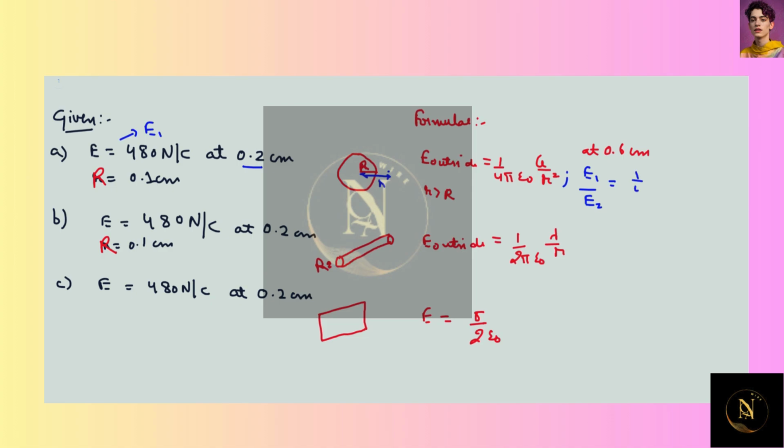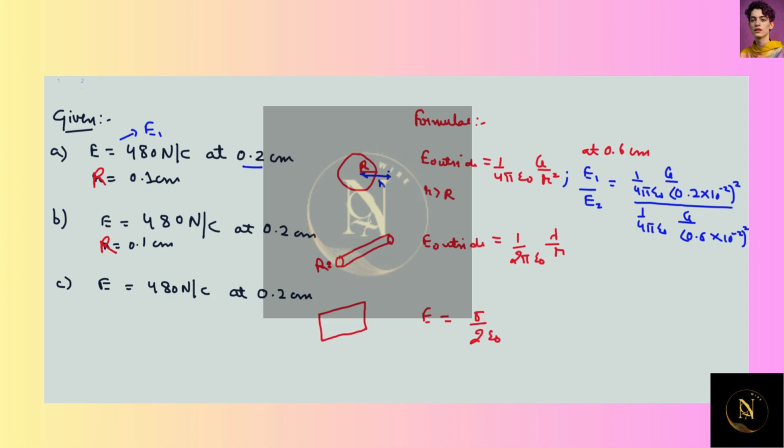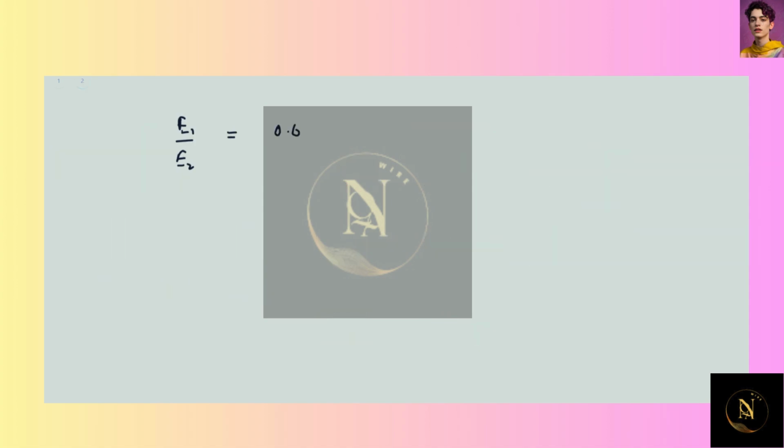Writing down E1 over E2: 1 by 4 pi epsilon naught q over (0.2 times 10 to the power minus 2) squared, over 1 by 4 pi epsilon naught q over (0.6 times 10 to the power minus 2) squared. Cancelling all these common factors, we have E1 over E2 equals 0.6 squared over 0.2 squared.